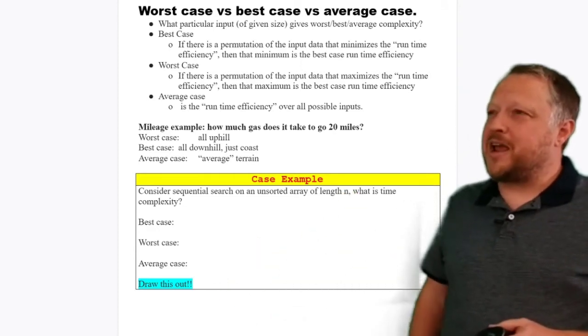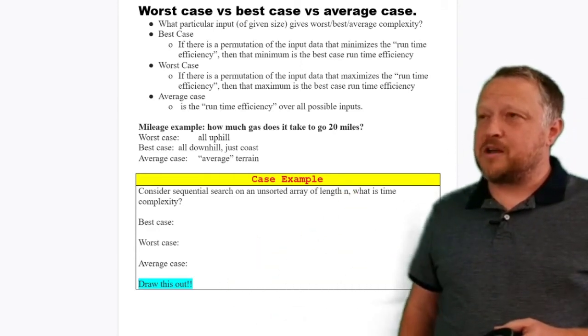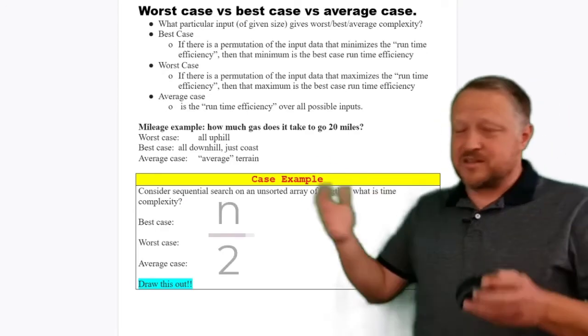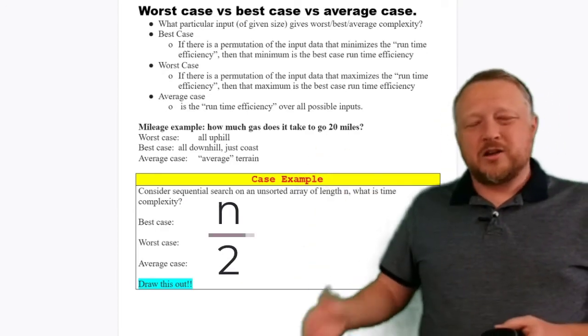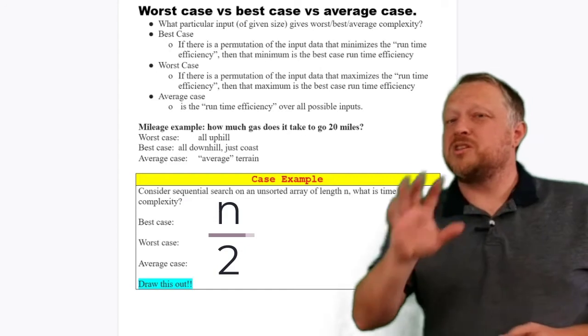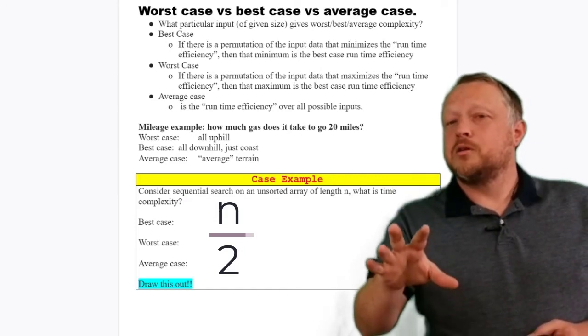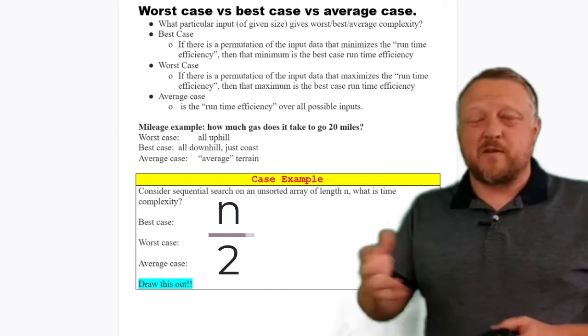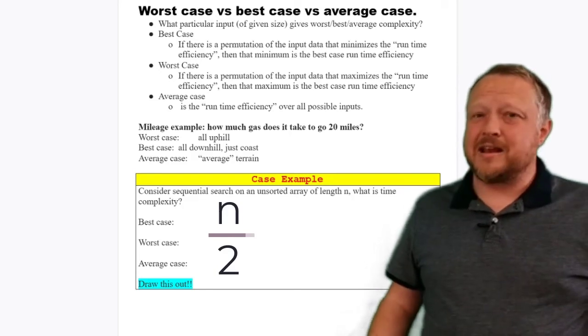The average case is, well, you would think it'd be N divided by 2, because it's the average case, divided by 2. Here's the bad part. What's N divided by 2? What's the largest term in that function or that fraction? It's going to be N.